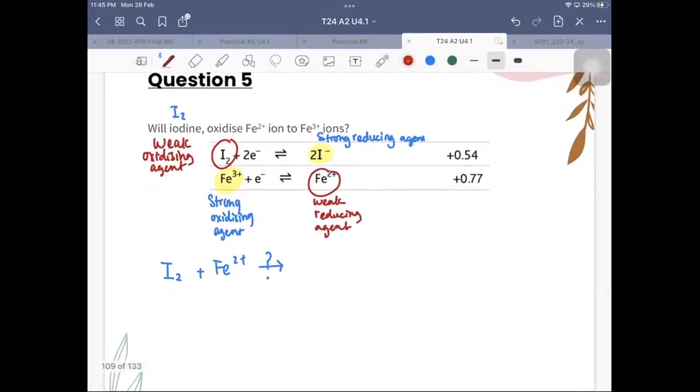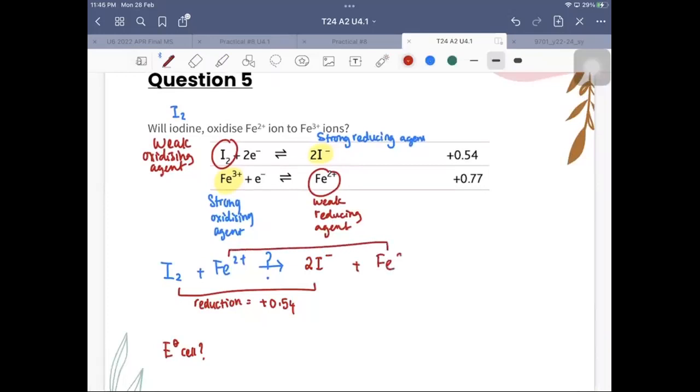Now, if we were to calculate the E cell, we want to prove that it doesn't happen. So we know that when iodine reacts, it would be reduced to 2I-, and that value, reduction, is +0.54. And then Fe2+, of course, the only possible route for the Fe2+ would be to go to Fe3+. Now my equation is not balanced. Please bear in mind, it is not balanced. And that's fine, because this reaction is not going to happen anyway, so I will not bother writing down reduction and oxidation reaction separately.